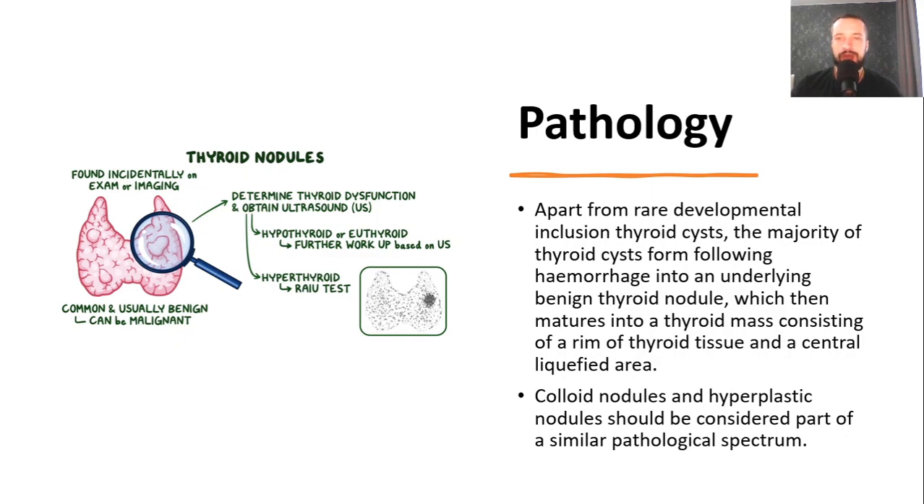Apart from rare developmental inclusion thyroid cysts, the majority of thyroid cysts form following hemorrhage into an underlying benign thyroid nodule, which then matures into a thyroid mass consisting of a rim of thyroid tissue and a central liquefied area. Colloid nodules and hyperplastic nodules should be considered part of a similar pathological spectrum.